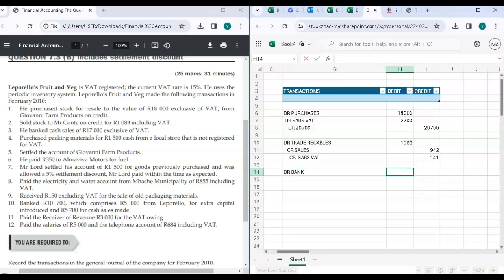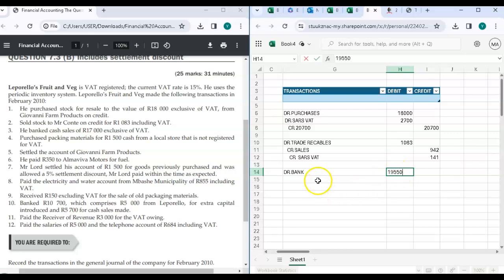So in this case, the full amount, let's see. So the full amount will be 17,000 times... I want the VAT inclusive amount. So it's 115 over what I know, which is 100. So it'll be 19,550.